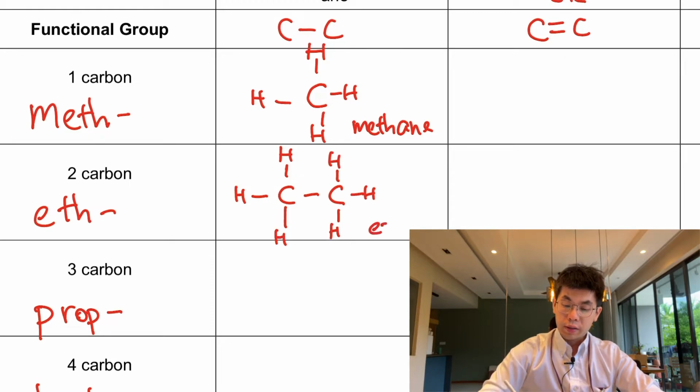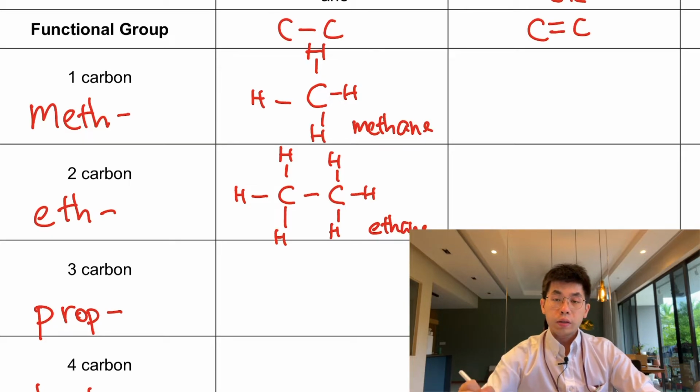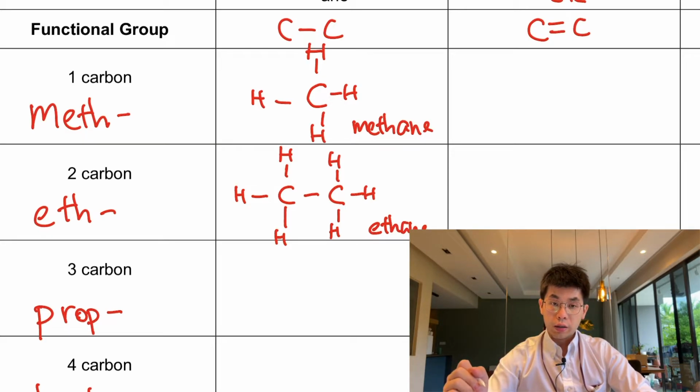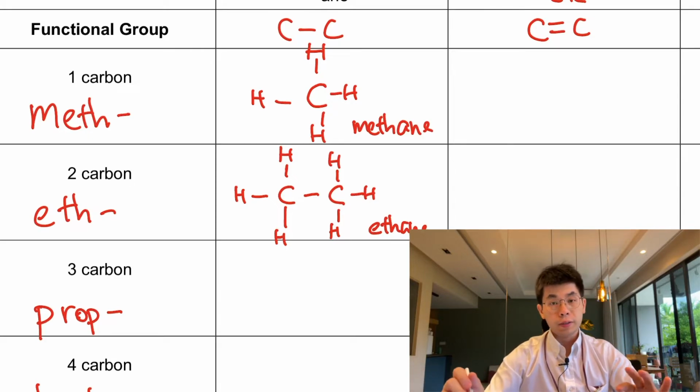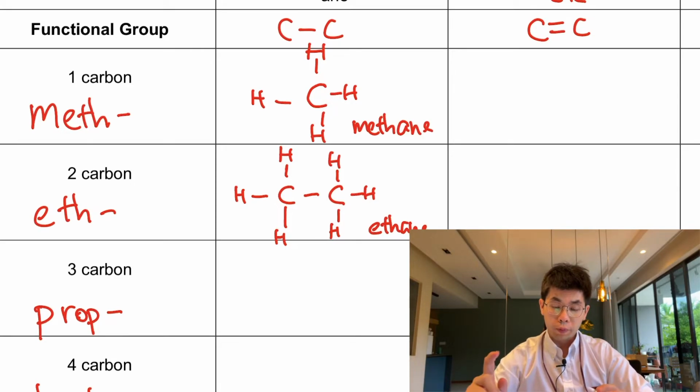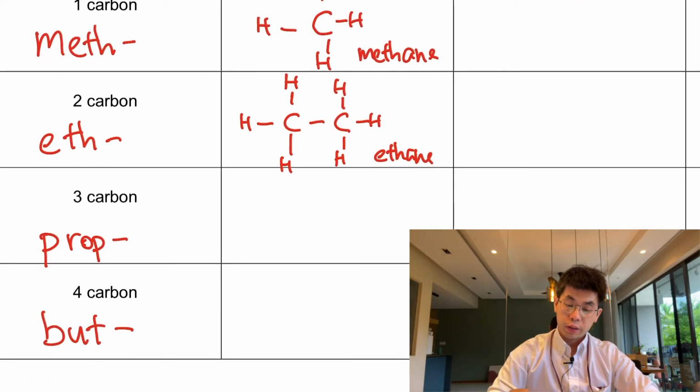And this is ethane. Now, let's try for propane and butane. So what you can do now, you pause the video and then you try drawing propane and butane by yourself. Okay, so propane, 3 carbons.